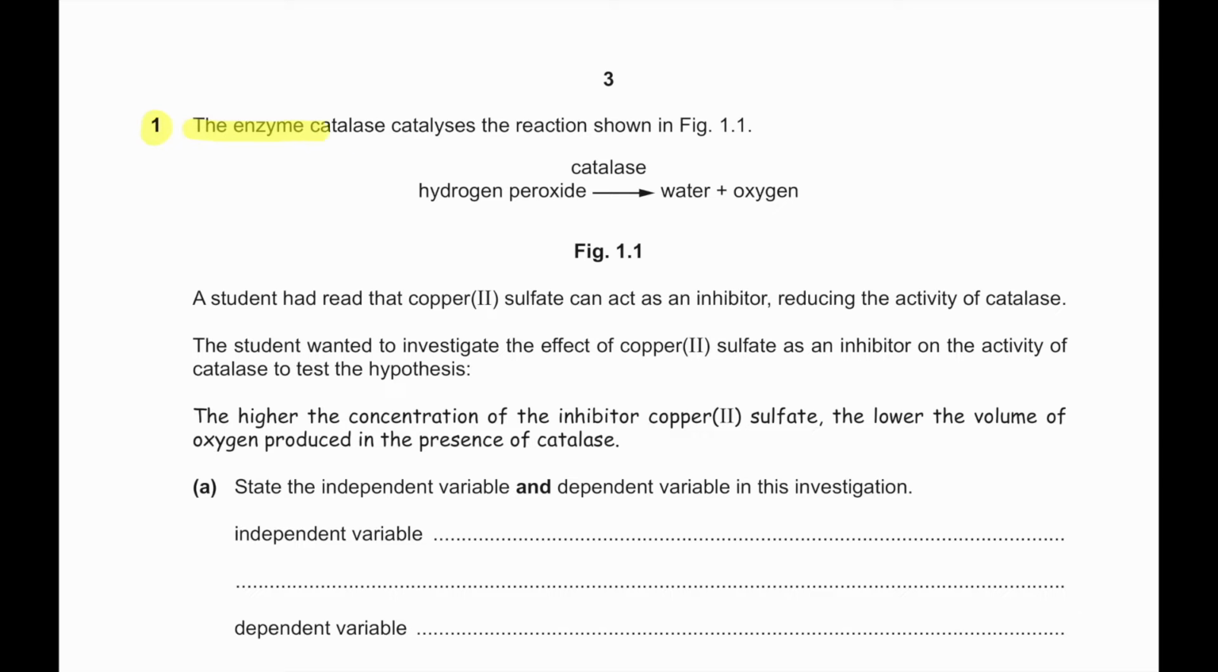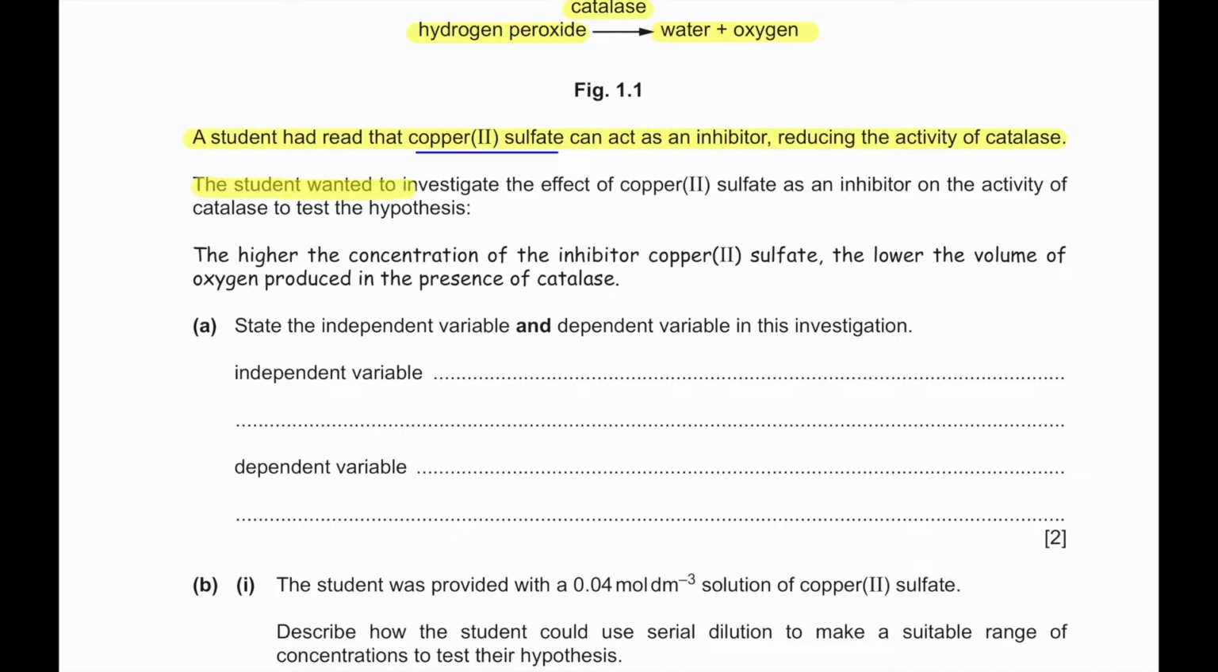Question number 1. The enzyme catalase catalyzes the reaction shown in figure 1.1. Hydrogen peroxide, broken down by catalase, produces water and oxygen. A student had read that copper 2 sulfate can act as an inhibitor, reducing the activity of catalase. The question doesn't say whether it is competitive or non-competitive. The student wanted to investigate the effect of copper 2 sulfate as an inhibitor on the activity of catalase to test the hypothesis: the higher the concentration of inhibitor, copper 2 sulfate, the lower the volume of oxygen produced in the presence of catalase.